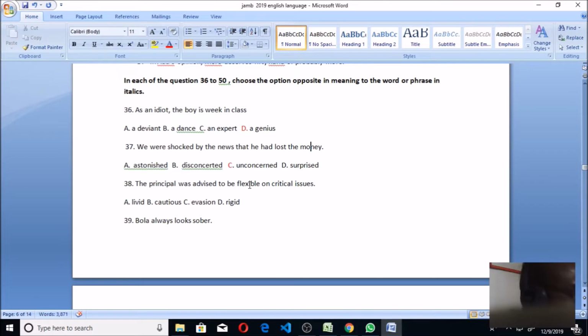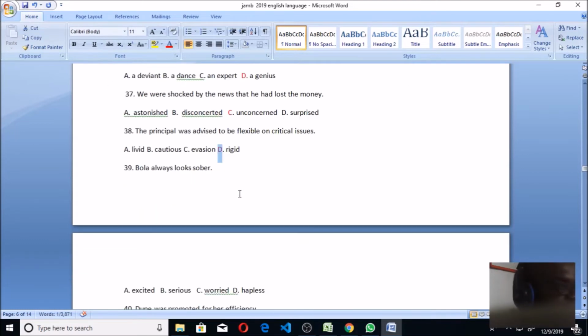So what is the meaning of flexible? Flexible simply means able to change or be changed to adapt to different circumstances. You can easily change. Livid simply means furiously angry, somebody that is angry. It's not related. Then cautious simply means somebody that is careful to avoid possible problems. C, evasive. Evasion simply means a statement that avoids dealing with something. You're avoiding something. Whereas rigid simply means not able to change. You see, the word is flexible, changing easily, whereas the opposite should be not able to change. So from this we can simply see that D is the answer to the problem.